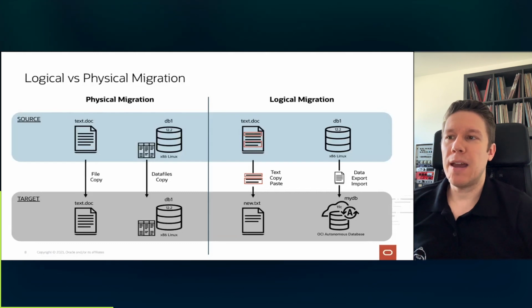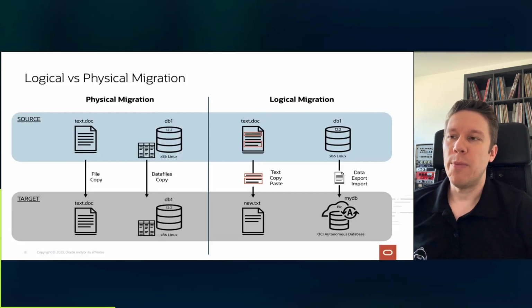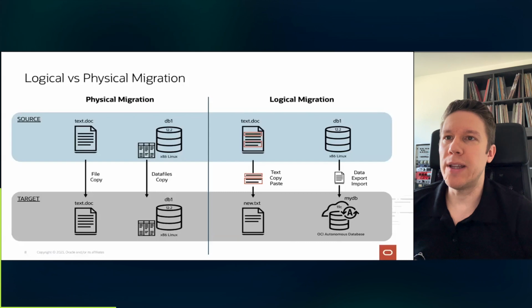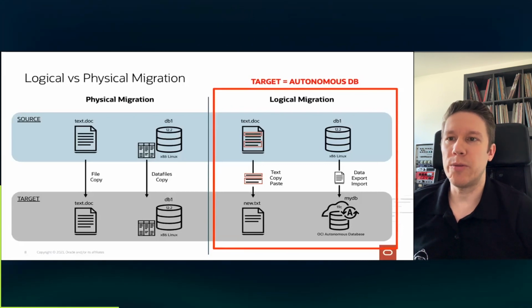And normally it depends on lots of different things if we want to go with a physical migration or a logical migration. But when we are talking about migrating to autonomous, there's a simple rule: when the target is an autonomous database, we are always doing a logical migration. And the reason for that is how the service is built, because in autonomous, we don't have access to the underlying operating system, and we don't have access to the underlying container database.